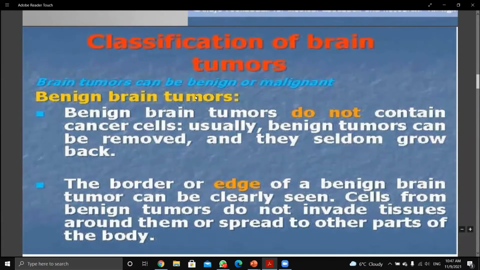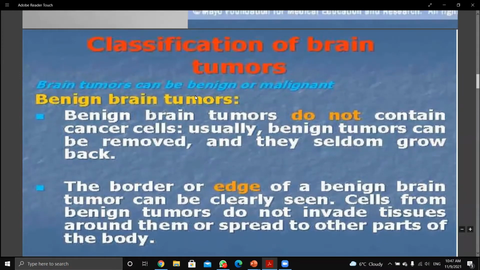What is the classification of brain tumor? The brain tumor is classified as a benign brain tumor. Benign brain tumors don't contain cancer cells. Usually a benign tumor can be removed and it doesn't grow back. The border or edge of a benign brain tumor can be clearly seen. Cells from a benign tumor don't invade tissue around them or spread to other parts of the body.